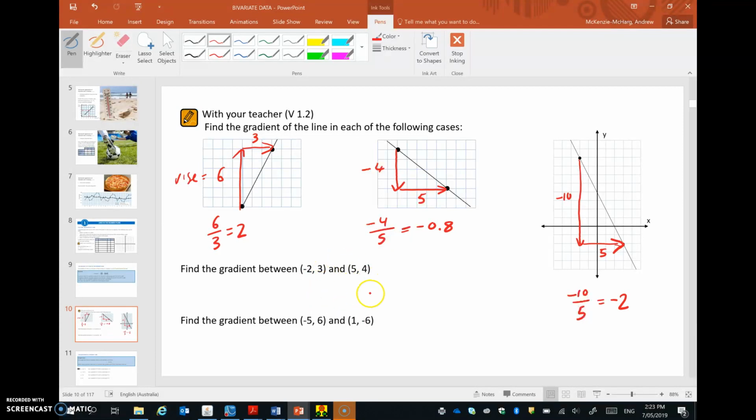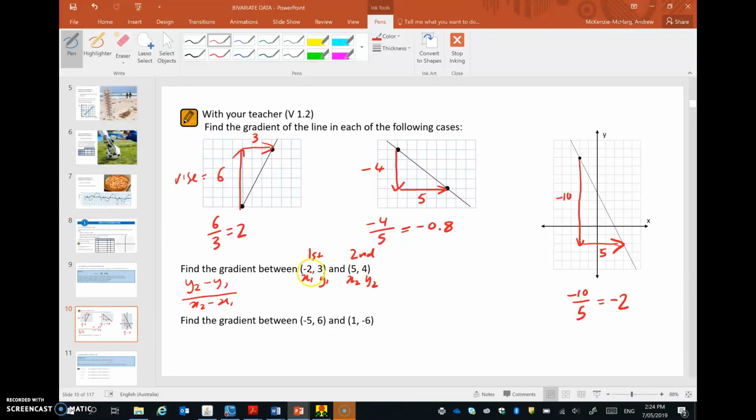Now we're going to use the gradient point formula for these ones. That point formula tells us that y2 take y1 over x2 take x1 will give us our gradient. We'll call this one the first coordinate point, and this one can be the second. It doesn't really matter which way around you do it, but I'll just go left to right here. In any coordinate point, this is x and this one's y. Because this is the first coordinate point, we'll call these x1 and y1, and similarly over here, x2 and y2.